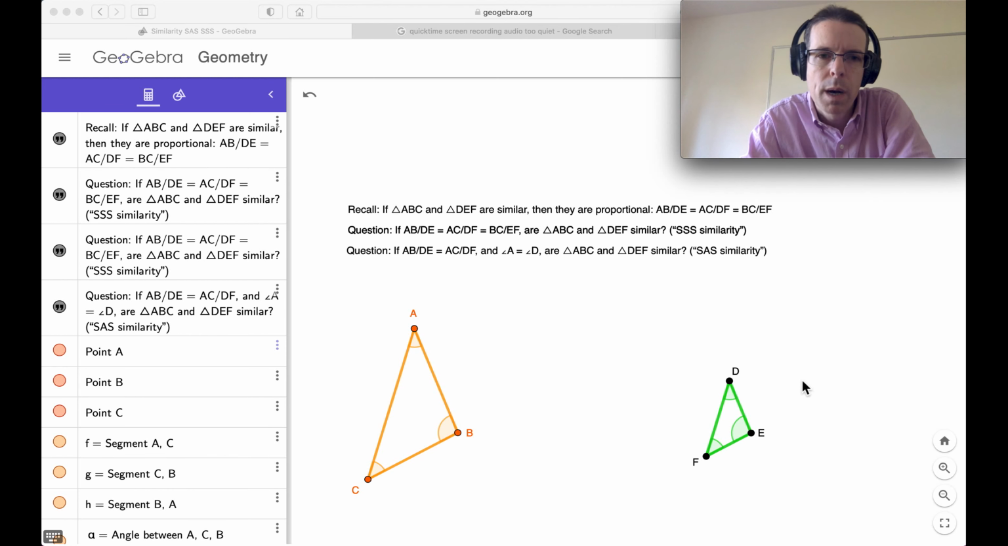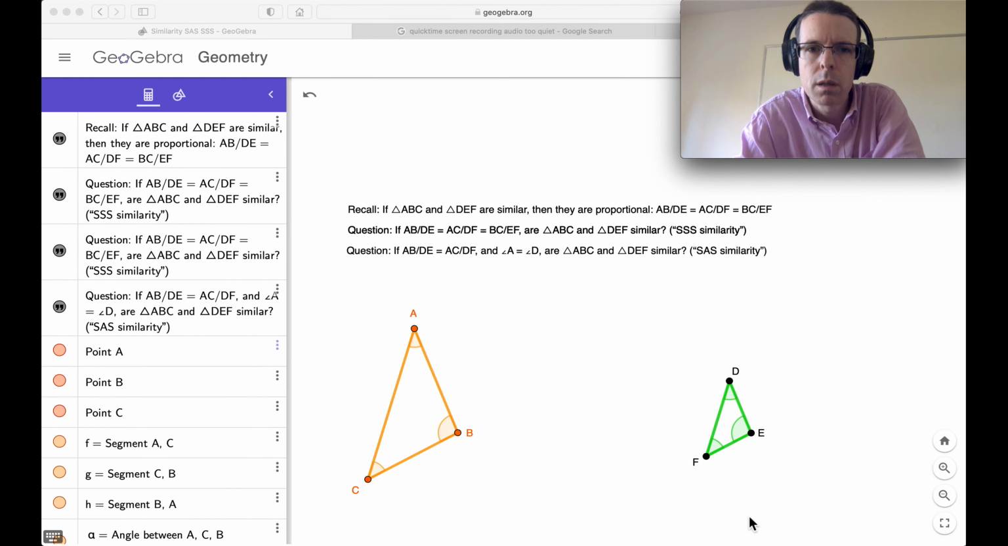Today we're going to be talking about some of the subtler issues involving similar triangles. So we've already demonstrated in another video that if we have two triangles that are similar, then they are proportional. Let's remind ourselves what exactly this means. Similarity means that they have equal angles.